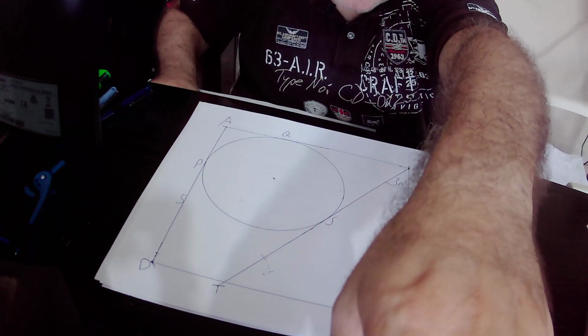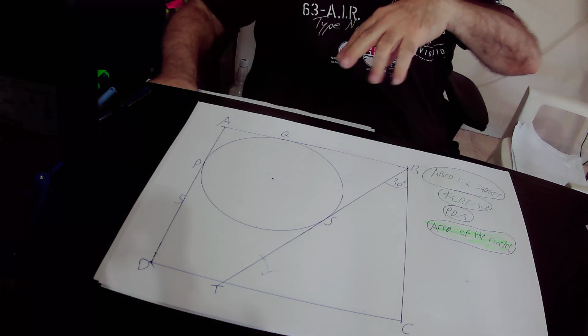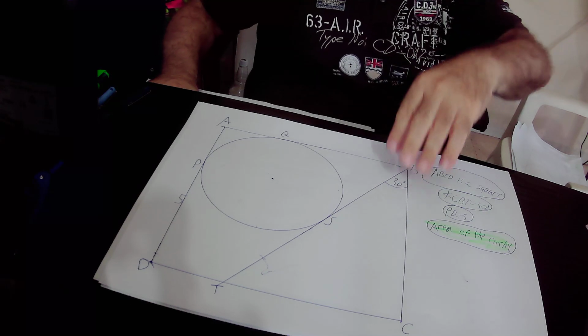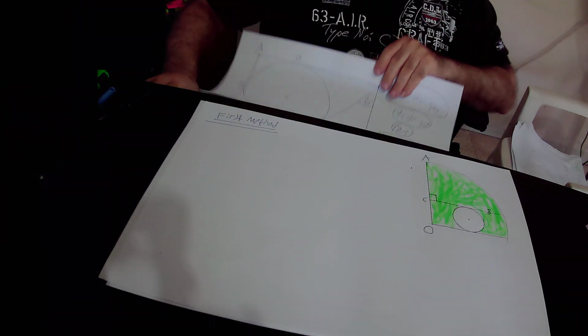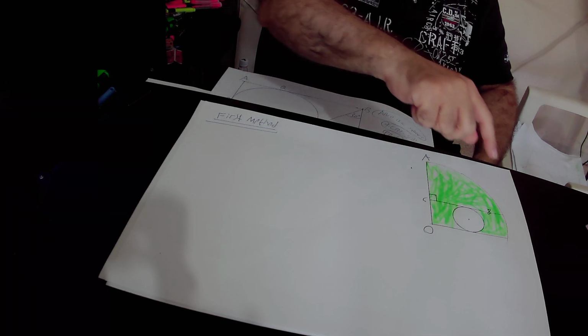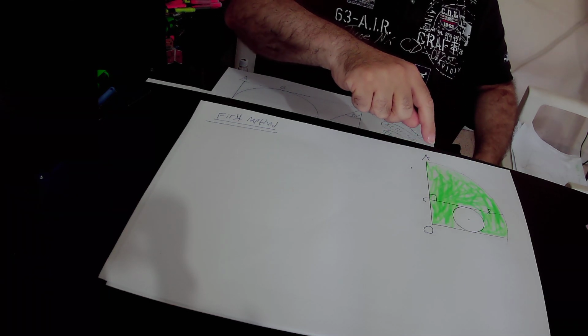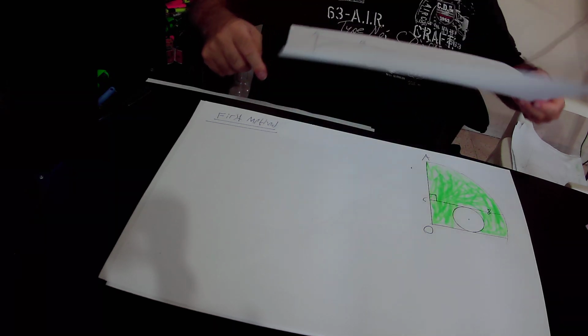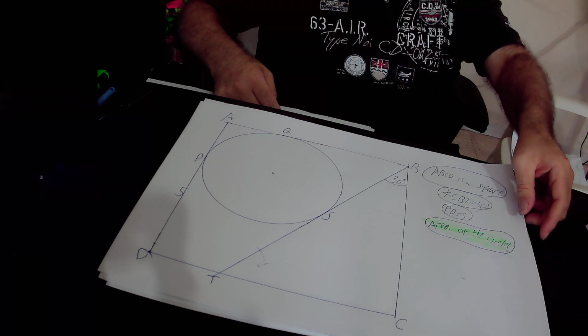Now in this lecture we'll answer two questions. In the first question we find out the area of this circle that is inside square ABCD, and in the second question we find out the area of the green shape that is inside a quarter circle. We start with the first question.